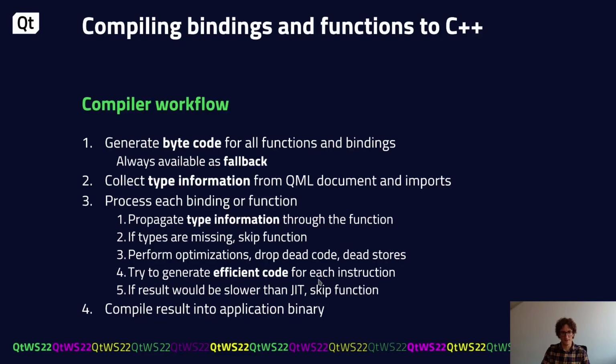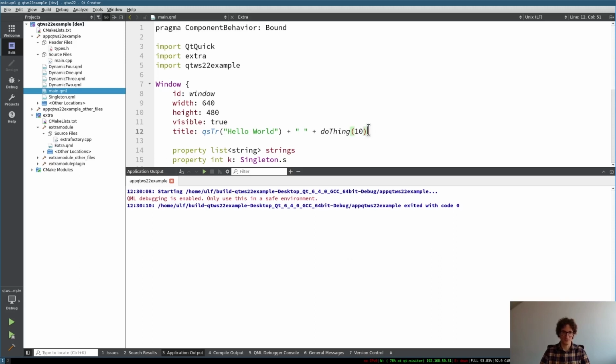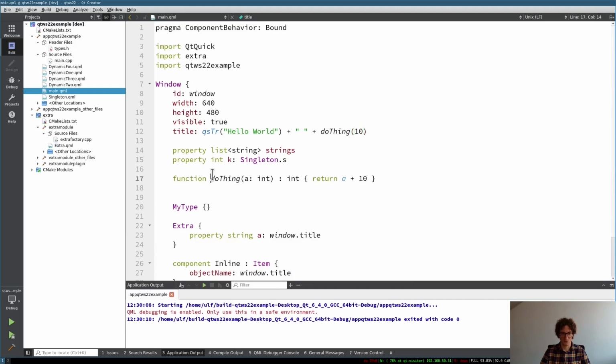Then let's look at this again. Once we know all the type information, we have to make our code understandable, so that the compiler can actually generate efficient code from it. How do we do that? First, we have to add type annotations to all our functions. So let's look at the example again. We have a function here, do thing, and since Qt 5.14, you can add those type annotations. You can say, okay, this parameter a is actually an int, and what we want to return is also an int. And then this addition here makes sense for the compiler. Now it knows, okay, there's an integer addition. We can generate very good code for that.